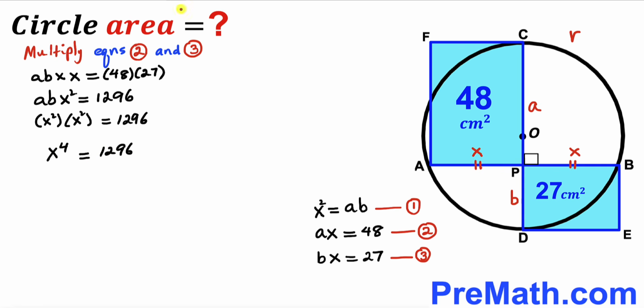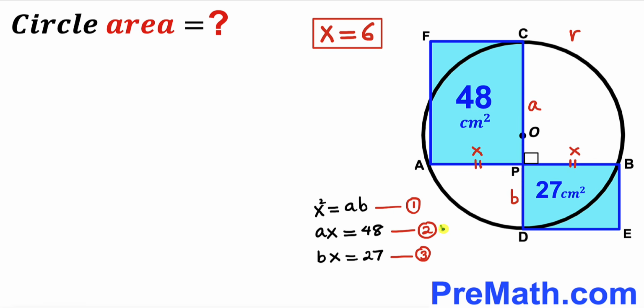1296. And now I'm going to undo this fourth power by taking the fourth root on the left hand side and the fourth root on the right hand side as well. So therefore we can see this power 4 and fourth root cancel each other. So our x value is going to be equal to the fourth root of 1296, which is simply positive 6.